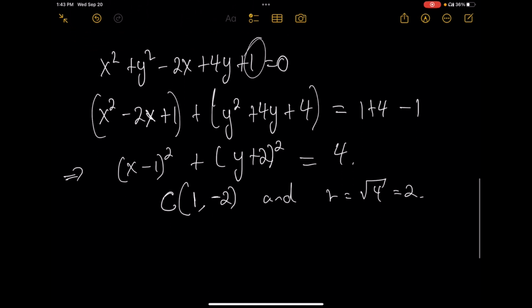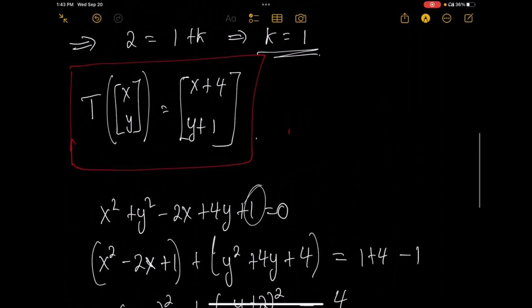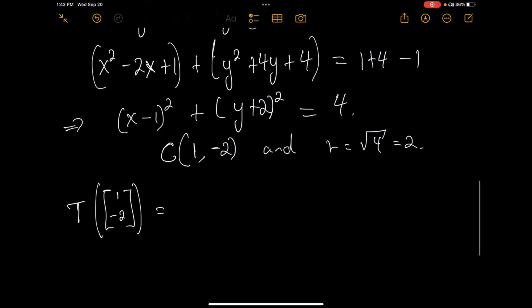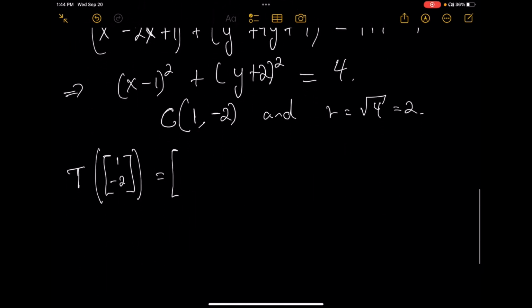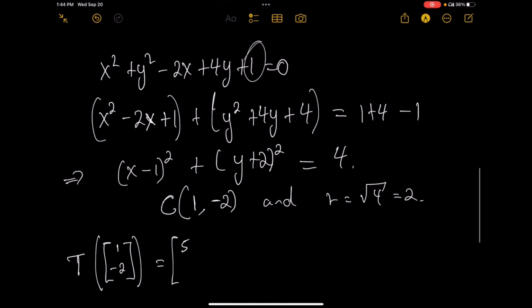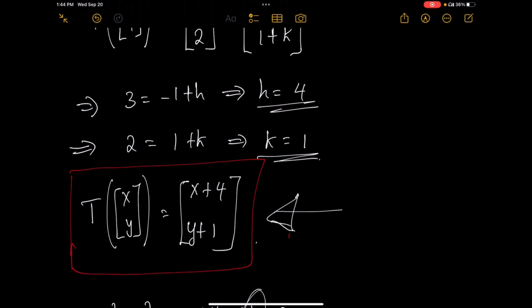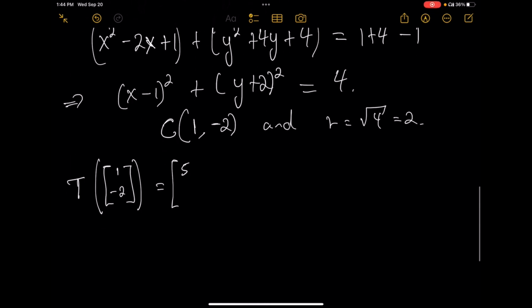Therefore, what is t of the center ማለት ነው? ሴንተሩ ማን ነው? 1 negative 2. Well t of 1 negative 2 ማን ነው የሚሆነው? x ላይ 4 ነው የሚደምረው። ኦኬ እዚህ ጋር እናገኘ ነው ትራንስሌሽናችን x ኮምፖነንቱ ላይ 4 ይጨምራል። ለዛ 1 plus 4 it will be 5 እና y ኮምፖነንቱ ላይ ደግሞ 1 ነው የሚጨምረው። ለዛ negative 2 plus 1 it will be negative 1. So this will be the new center. This is the new center of the circle.